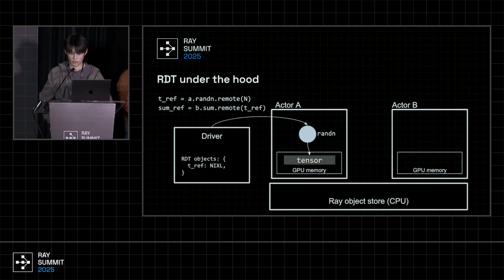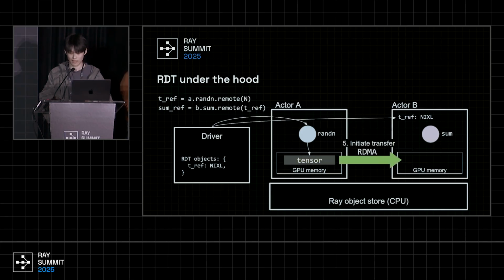Then when we try to run some function on actor B, the driver will send the metadata of the GPU objects to actor B, and after that, we can initiate the transfer from actor A to actor B through RDMA. Then actor B will load the tensors from the GPU memory object store, then execute the sum function.